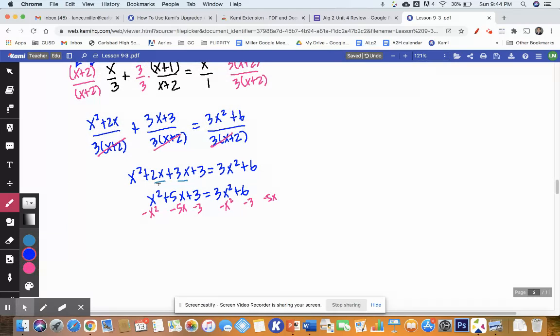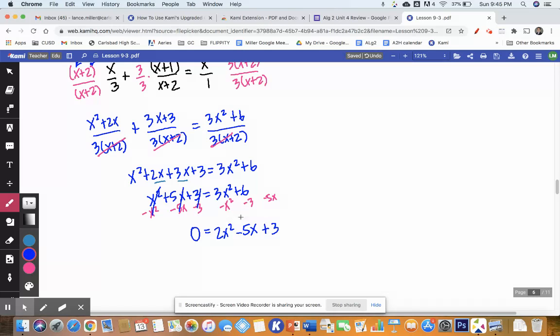All right, if I do this, everything goes away from the left-hand side. I'm just left with 0. On the right-hand side, I have 3x squared minus x squared is 2x squared. I have, let's go in order here, minus 5x. I just have nothing to subtract it from. And I have 6 minus 3 is plus 3. Okay, this might look familiar. 0 equals a trinomial.